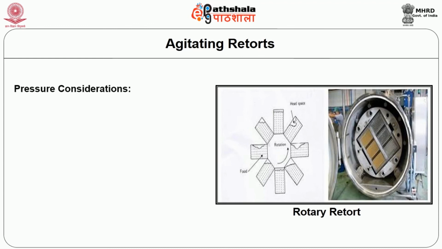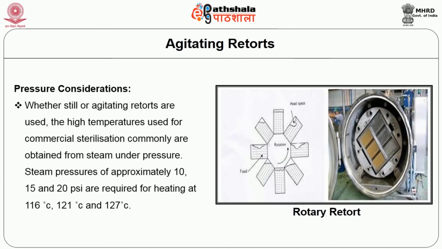The pressure considerations. Whether still or agitating retorts are used, the high temperatures used for commercial sterilization are commonly obtained from steam under pressure. The steam pressures are approximately 10, 15 and 20 psi, which are required for heating at 116 degrees Celsius, 121 degrees Celsius and 127 degrees Celsius.